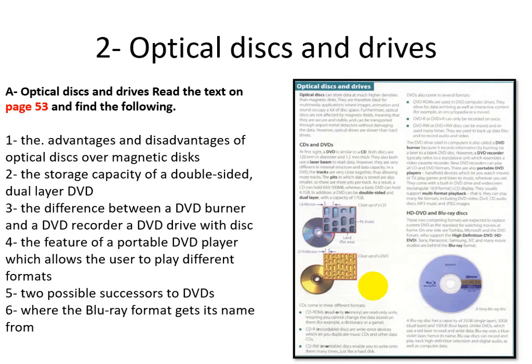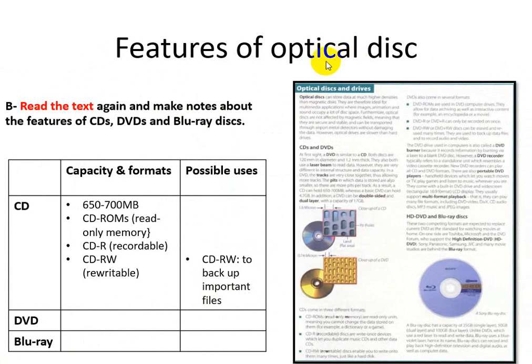The CD-ROMs, the flashes, and so on. Okay? What is the storage capacity of the double-sided, dual-layer DVD? And it even gives you where the Blu-ray format gets its name from. Okay? So this is the stuff that you need to address. Read this text, because it is a pretty important text, since even the next question depends on it. He wants you to read the text. Features of the optical discs: read the text again and make a note of the features. I have done some of the features here.